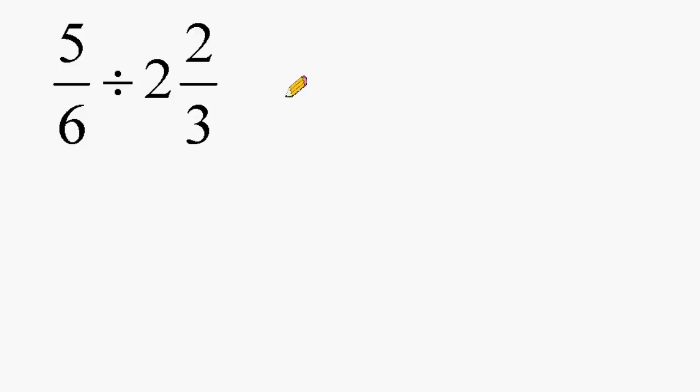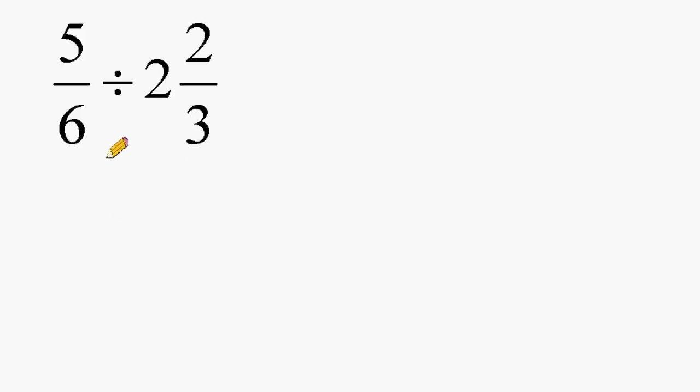Now with this example, we have a fraction being divided by a mixed number. So we are dividing something smaller by something larger. And when dividing something smaller by something larger, the result will always be a value that is less than 1 whole. And anything less than 1 whole is a fraction. So we can expect to get a proper fraction as a result of this problem.